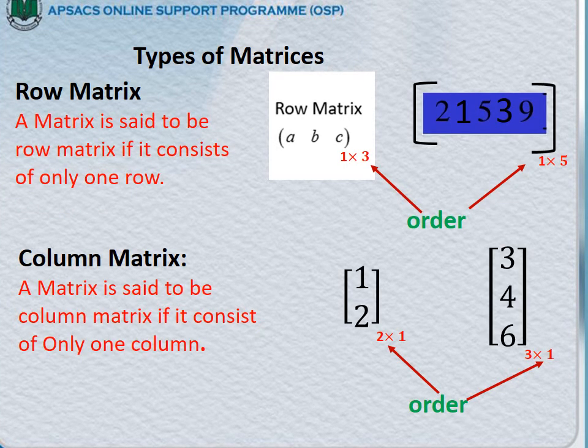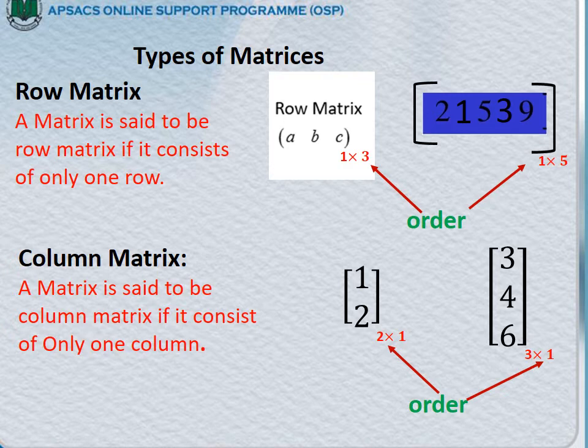Now types of matrices. First type is row matrix. What is a row matrix? A matrix is said to be a row matrix if it consists of one row. You can see with this example that this matrix consists of only one row, and its order would be 1 by 3 because there are 3 columns and 1 row.